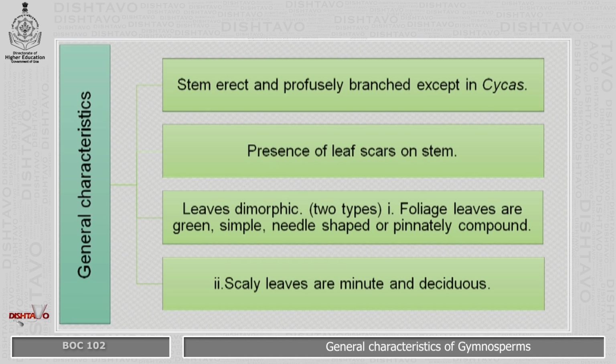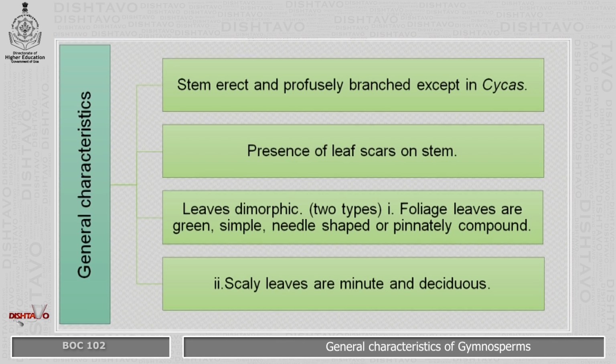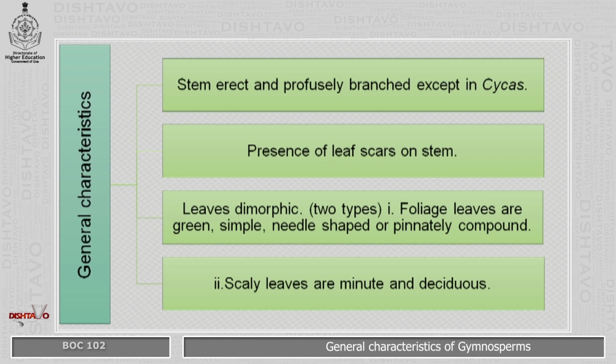When I say pinnately compound, it shows a central axis called the rachis, and on either side of the rachis, the leaflets or the pinnae are present. The scaly leaves are present on the stem. They are smaller in size, that is minute, and deciduous in nature.